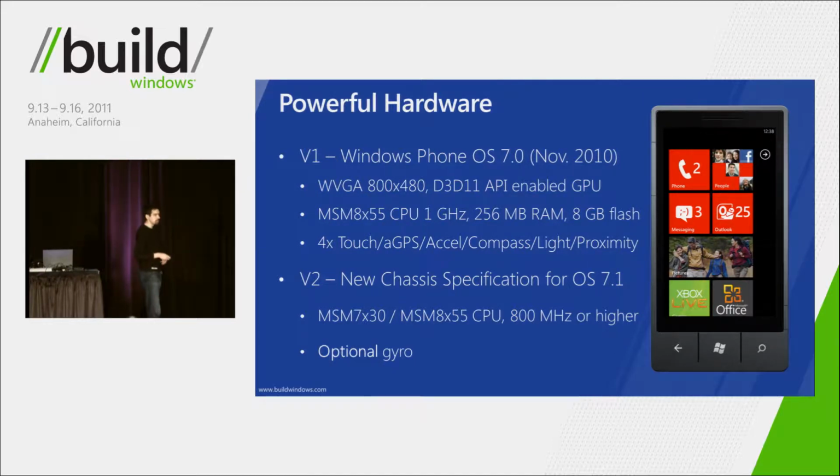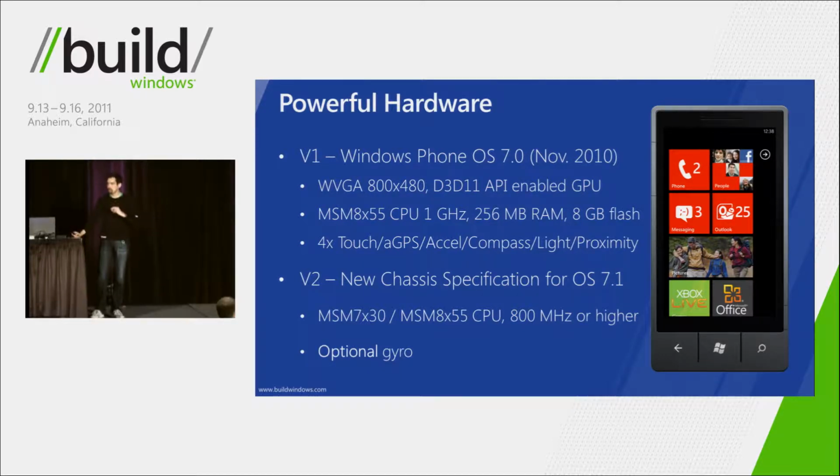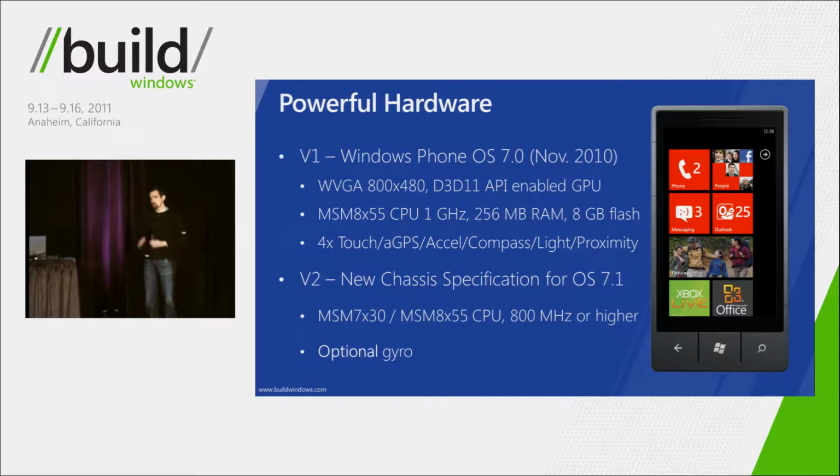And this chassis spec was fairly strict. This is a good thing for developers. By having a fairly strict chassis spec, it means that you can develop and lower your compatibility testing cost. You can be assured that the OS 7.0 chassis is fairly consistent across all manufacturers, so that you can build once and have a game that runs on all Chassis 1 devices.